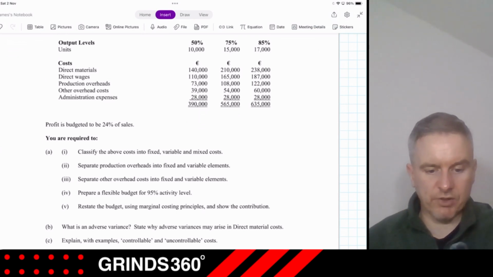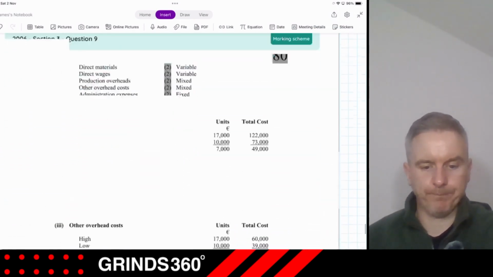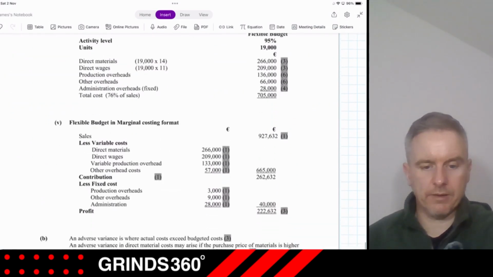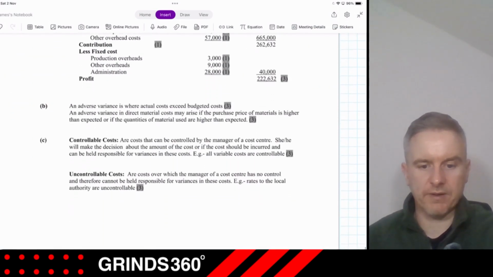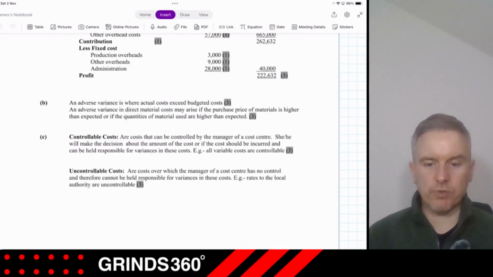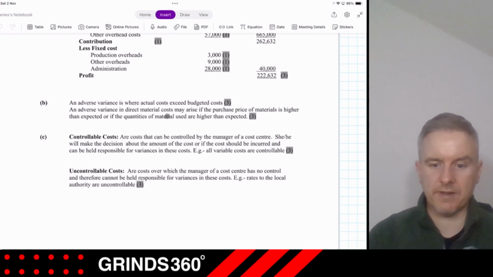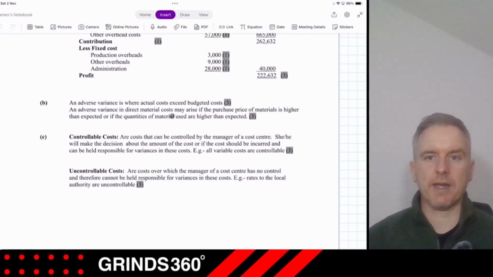We might even look at that now, actually. So if we look at part B there, they're asking us, what is an adverse variance? It's where our actual costs exceed our budgeted costs, an adverse variance in direct material costs. So you can see it there, direct material costs. We're not talking about an adverse variance in light and heat or something like that. It's your direct material cost. You're referring to the manufacturing cost. It may arise if the purchase price of materials is higher than expected, or if the quantities of materials used are higher than expected. So again, you're referring back to the direct materials in that.